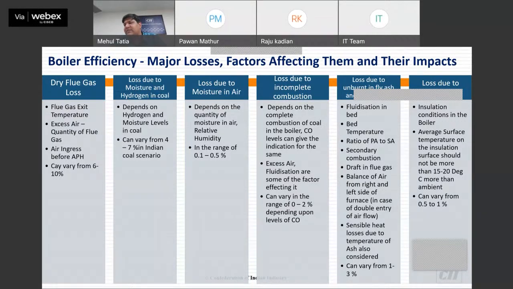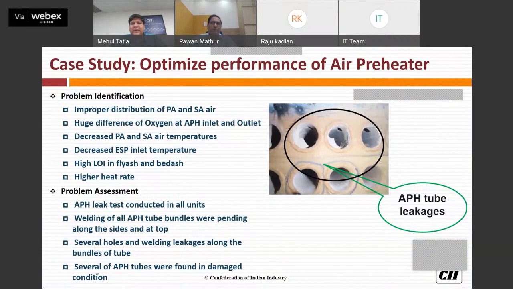And the last one, which is in some ways in control of plant people, is maintaining better insulation conditions across your boiler. If you are able to maintain proper insulation conditions, if your surface temperature is not more than 15 to 20 degrees Celsius above the ambient temperature, then you can maintain low radiation losses. Beyond this, another thing which impacts your overall cycle efficiency is the DM water loss, which is not mentioned in this slide, but I'll cover that in a later slide.